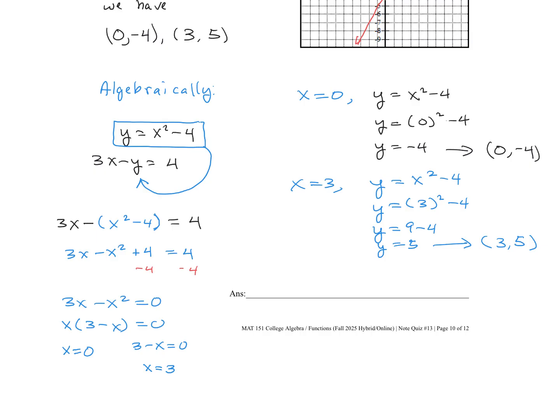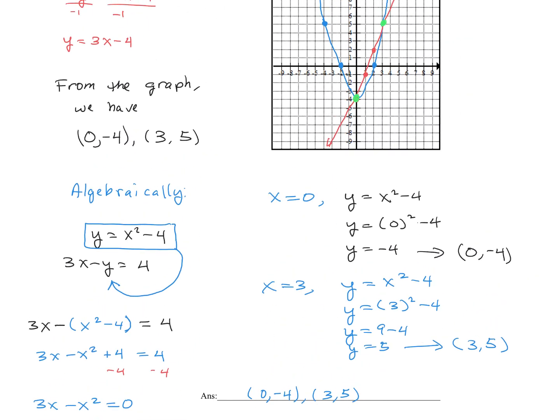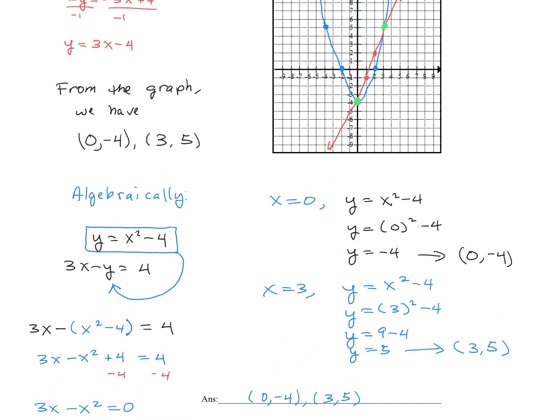So our solution is now going to be 2 ordered pairs. It's going to be 0, negative 4, and 3, 5. And some people like putting these in set notation if you need to, but the idea here is these 2 ordered pairs are a solution. And again, they correspond to where the graphs crossed at those 2 points.